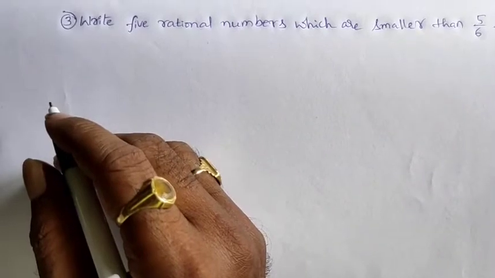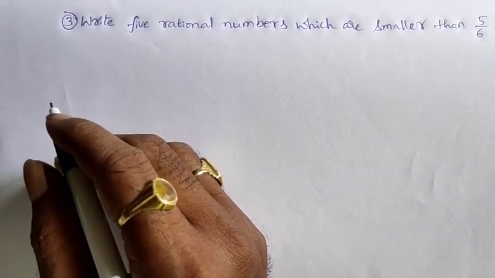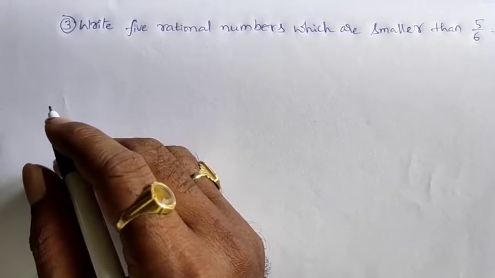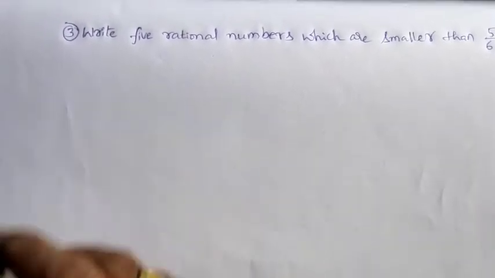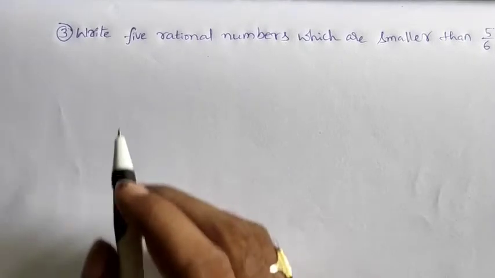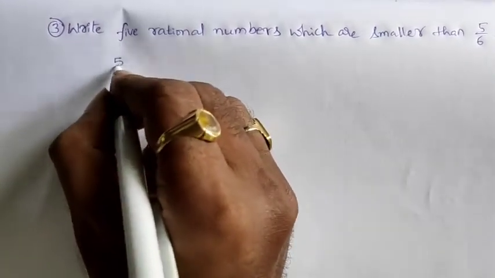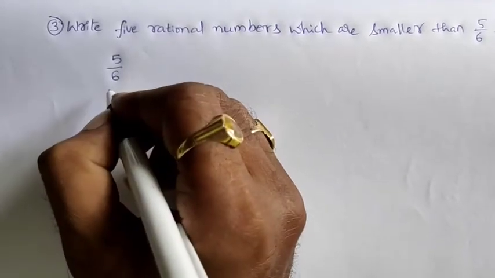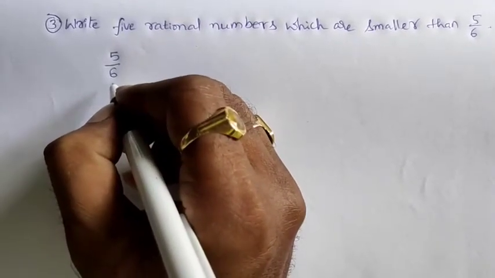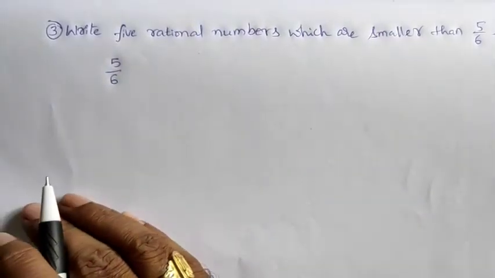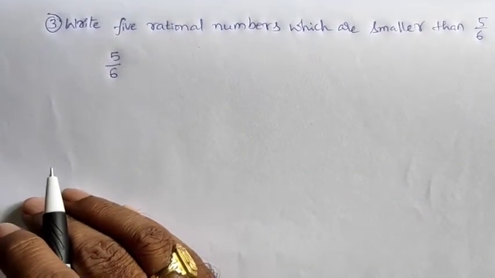In that, the first question of today's session is: write 5 rational numbers which are smaller than 5 by 6. See, first of all, we have to consider the given rational number 5 by 6. They asked us to find the rational numbers which are less than this 5 by 6.